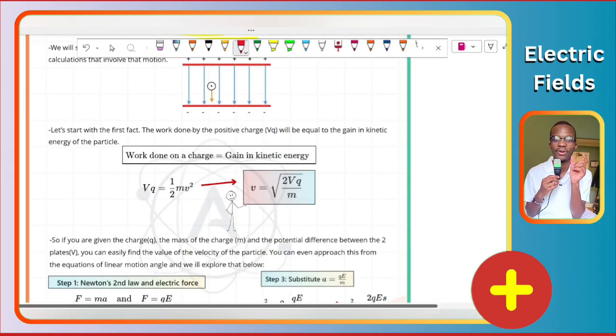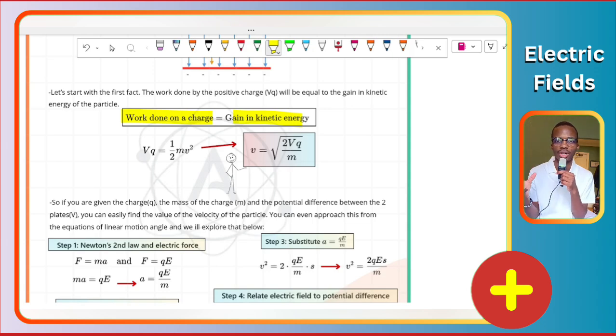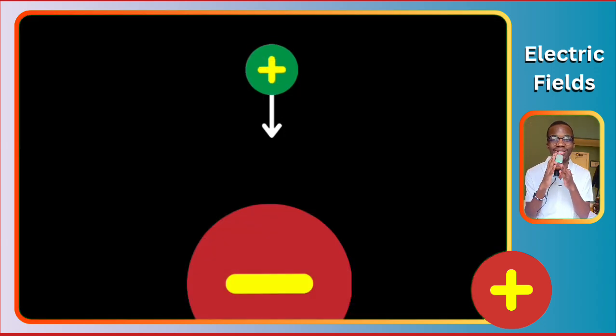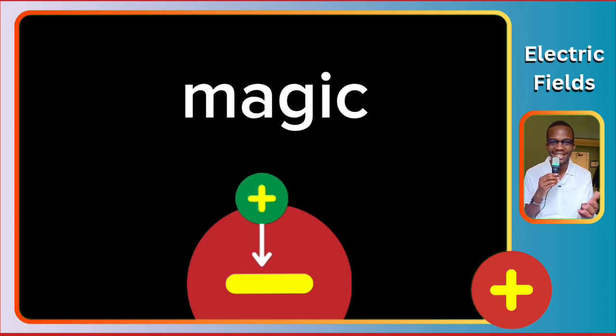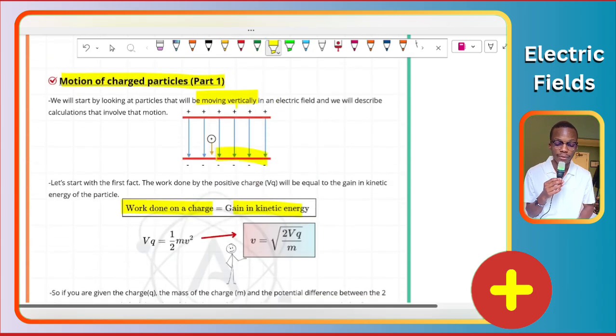So first, let's start with this following fact. The work done on a positive charge should be equal to the gain in kinetic energy. What do I mean by this? If you're going to put a positive charge next to a negative charge, it's going to be attracted automatically, right? Like magic, essentially. And that itself gives some work to the positive charge. Now, the positive charge experiences some motion, right? That kinetic energy is coming from the work that is being done on that charge by the big negative charge, in this case, the negative plate that will be over here.